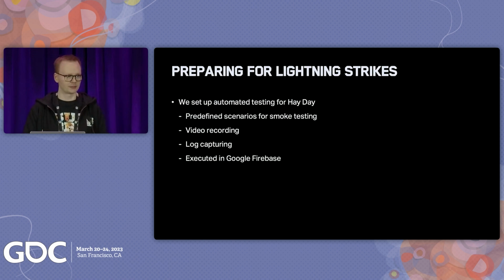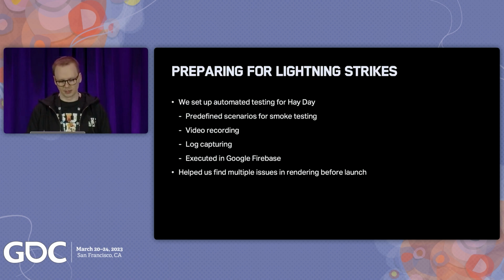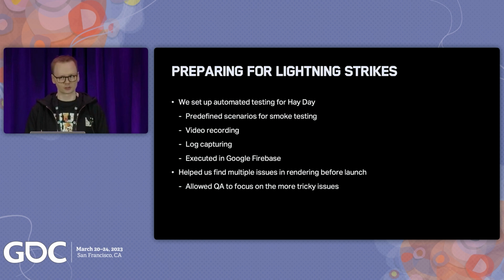And we could execute these tests in Google Firebase. So we could take hundreds of devices and combinations with different OS versions and try out the tests on there, get really good coverage. This helped us find multiple issues in rendering before launch. And towards the end of the presentation, I have a couple of interesting examples of these. And it allowed QA to focus on the more tricky issues.